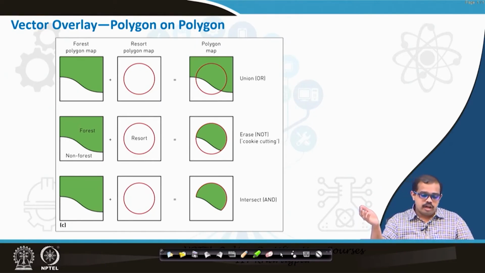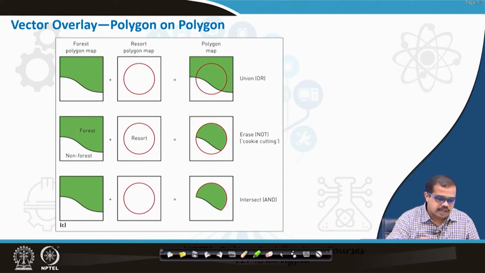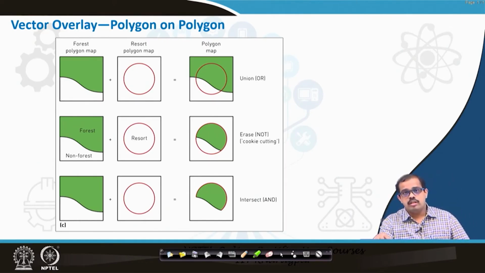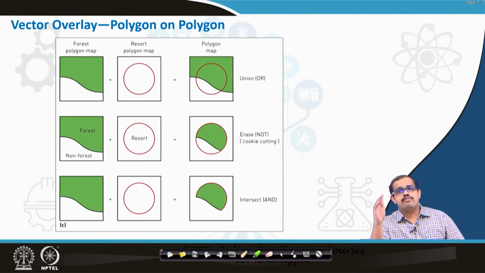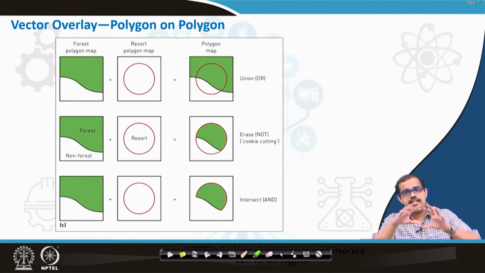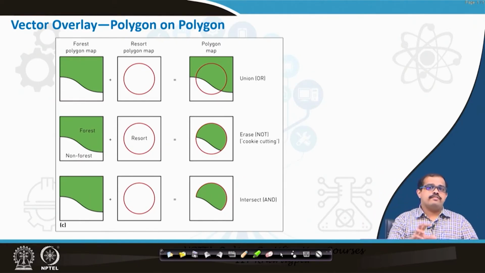Okay. Or, for example, if let us say I have a forest map and I have a resort map. Okay. So if I want to know how much percentage of forest falls into this resort area, as simple as this, use a NOT operation of Boolean. So what I am trying to imply is that any operator can be easily applied in any kind of analysis in GIS. The only thing is that it has to be logical.